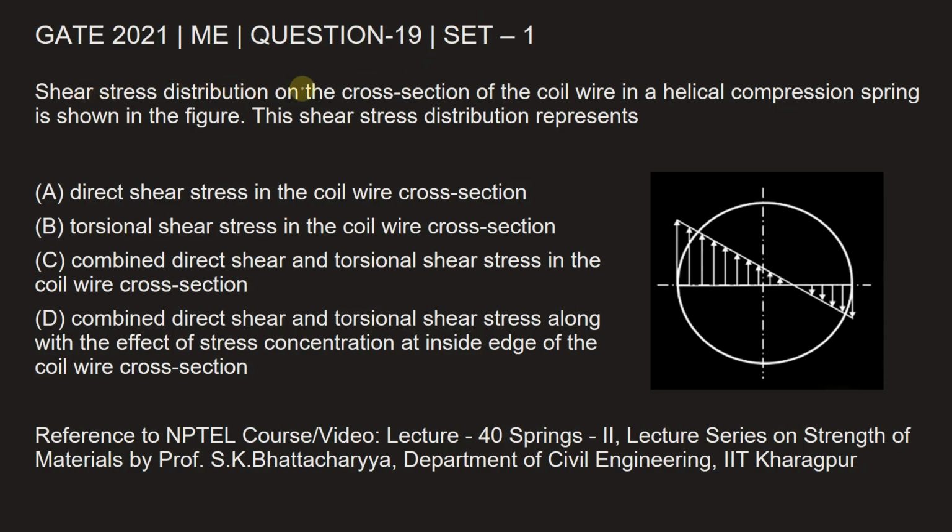The shear stress distribution on the cross-section of the coil wire in a helical compression spring is shown in the figure. This shear stress distribution represents: option A, direct shear stress in the coil wire cross-section; option B, torsional shear stress in the coil wire cross-section; option C, combined direct and torsional shear stress in the coil wire cross section; or option D, combined direct shear and torsional shear stress along with the effect of stress concentration at the inside edge of the coil wire cross section.